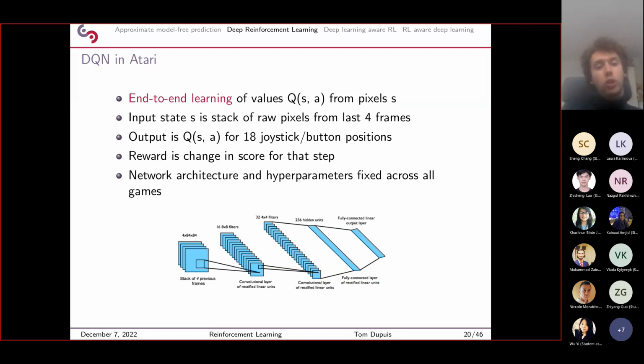And so how does the network look like for this? In this case we have end-to-end learning of the Q values from the pixels. And so you could imagine that, for example, the first two layers are convolutional layers that implement the feature representation that we talked about, and then after flattening, you have some vector, and then you have the last two fully connected layers that implement the Q value function.